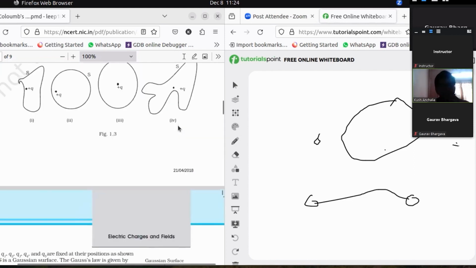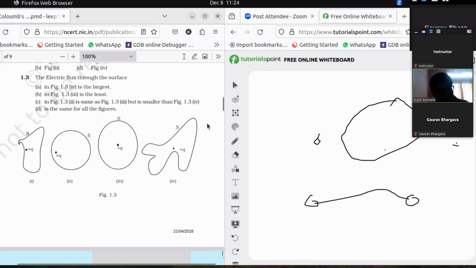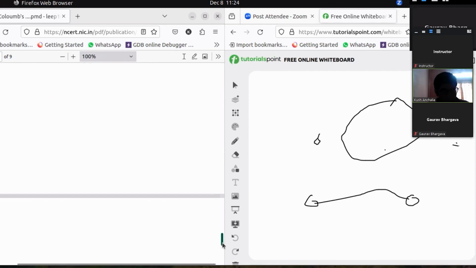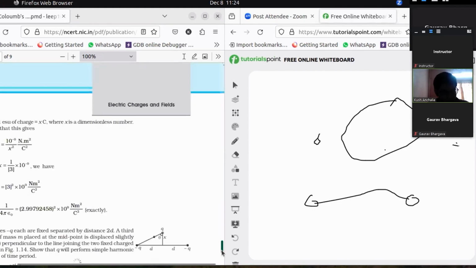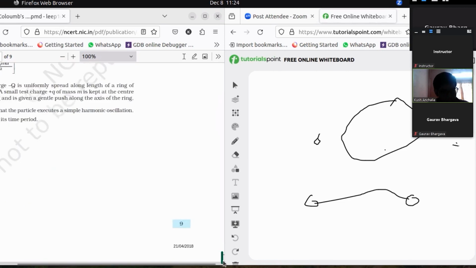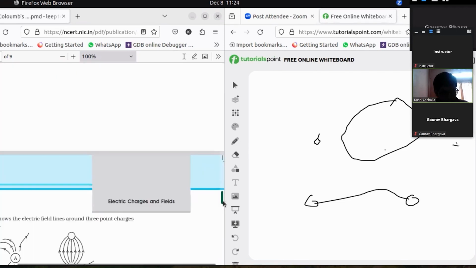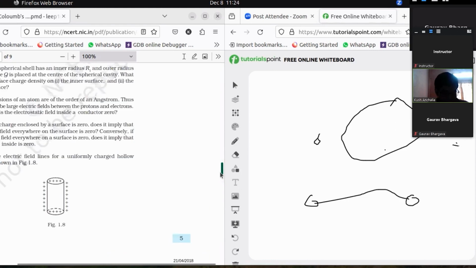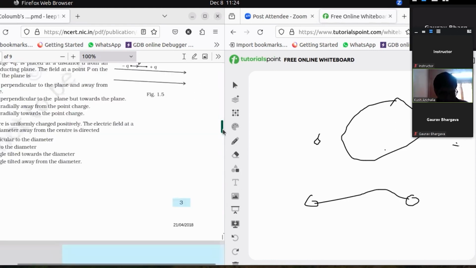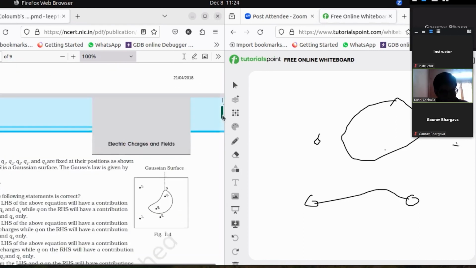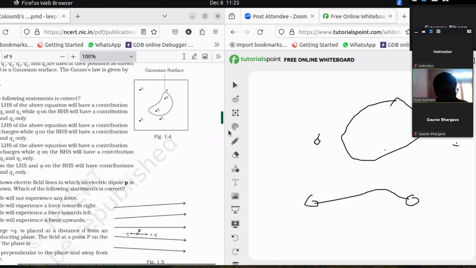This is a very tricky question. You should always try to remember that it doesn't depend on the type of the surface. If we have an answer, let's just check. Okay, we don't have an answer to this, but I think this should be the concept behind this. It is always the same. Moving on to the next question.